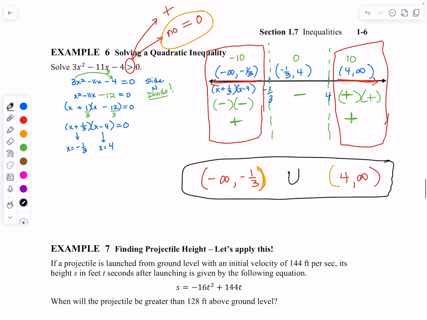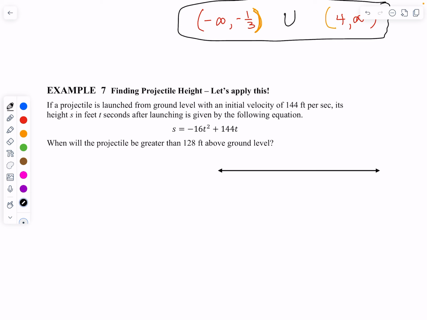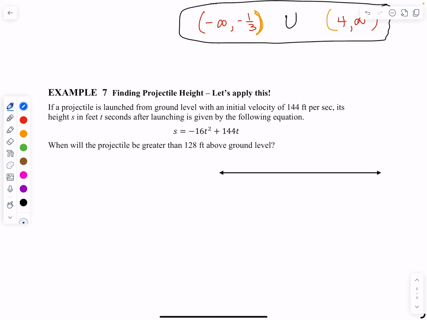Okay, last example, example number 7. I almost forgot about example number 7. So we need to find the height of a projectile. Okay, if a projectile, I told you we're going to be throwing things a lot. Okay, if a projectile is launched from ground level with initial velocity of 144 feet per second, its height, S, once again, if it's okay with y'all, I'm going to change that to H because I like height to be H. Anyway, the height H in feet, T seconds after launching is given by that equation.